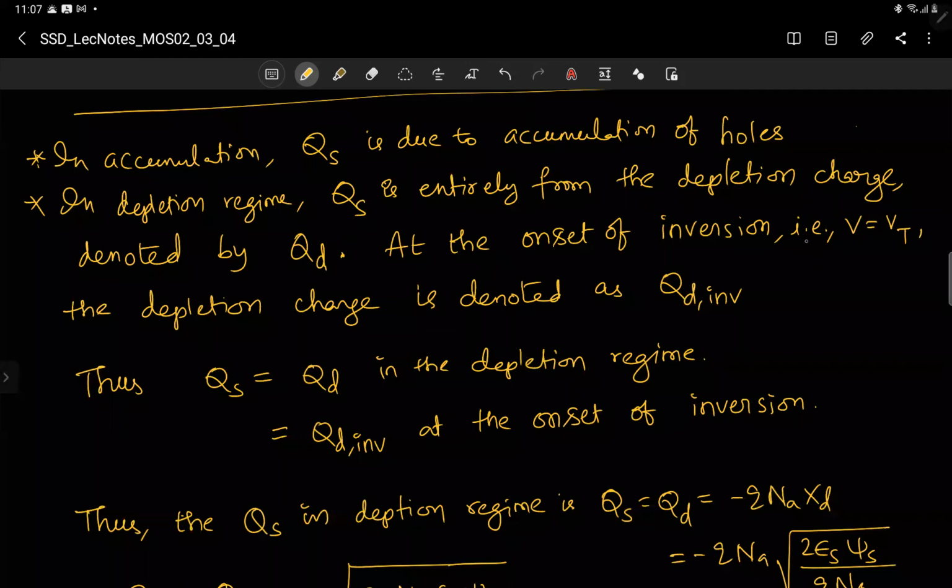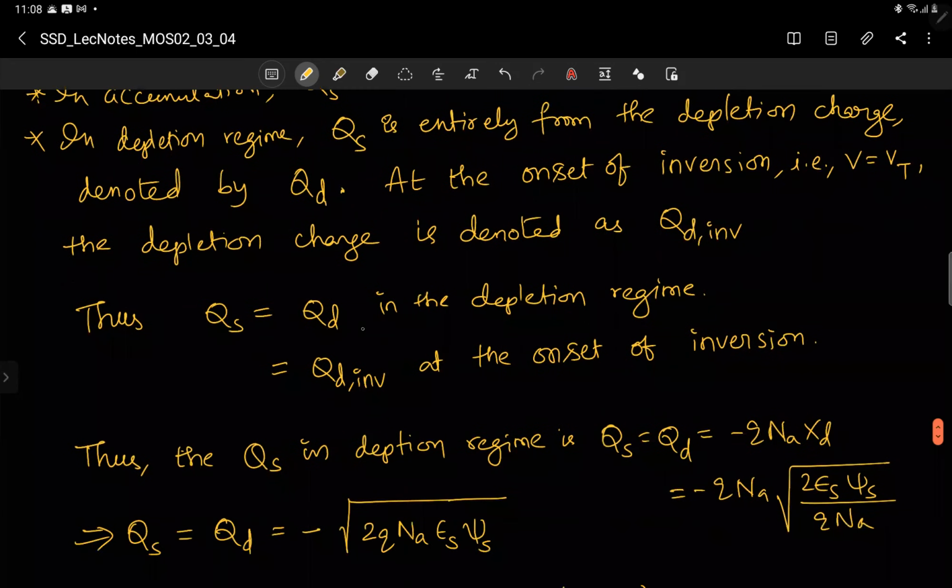So the charge contribution from the electron concentration is still negligible. And at the onset of inversion, that is V equal to VT, the depletion charge is denoted as QD inversion. Because as you increase V greater than VFB, or 0, you are entering the depletion region, and as you keep increasing V, your depletion charge should increase and depletion width should increase. At the onset of inversion, whatever is the value of QD, you call it QD with an extra suffix INV, indicating it is QD at inversion. So thus Qs equals QD in the depletion regime. All right, and QD increases with voltage.